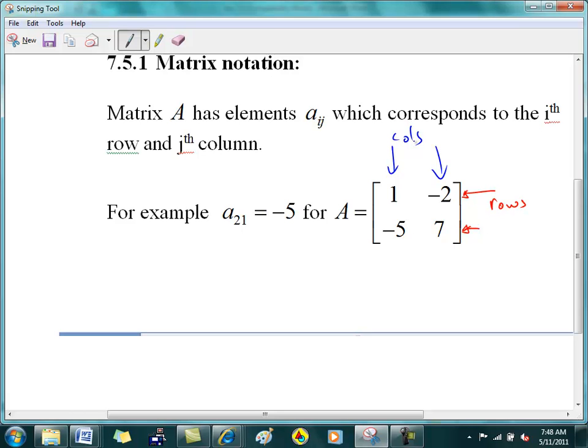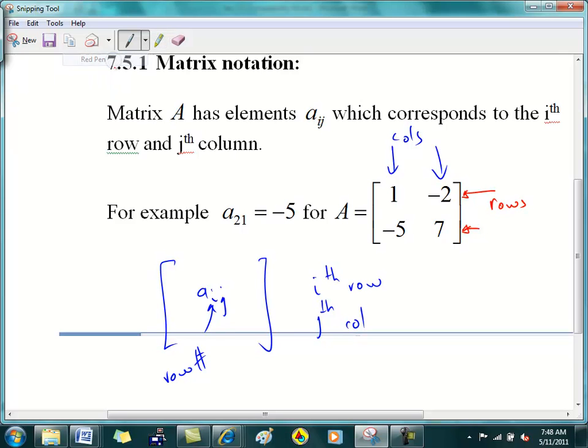So matrices are organized in rows and columns, and any element in a matrix A is denoted like A sub i j. That's the way you read A sub i comma j. Okay. What that means is it's the element in the ith row and the jth column. Okay, so the first letter here indicates row number, and the second one indicates column number.